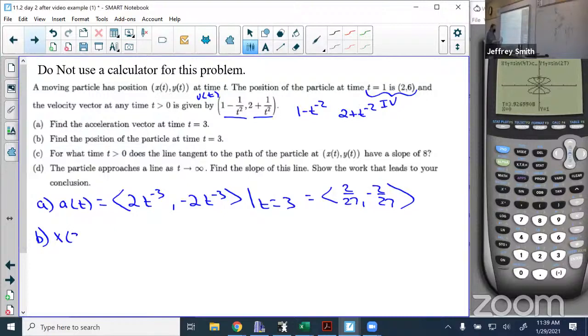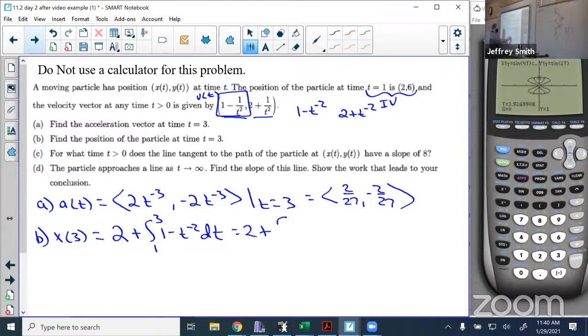So x of 3, the position, is equal to, well, we know that it's at position 2 when t is 1. So we'll integrate from 1 to 3 because we're going from velocity back to position. So we need to integrate. And this is 1 minus t to the negative 2 dt. So we're grabbing the velocity. Everybody good with the setup? All right, let's power through the math here.